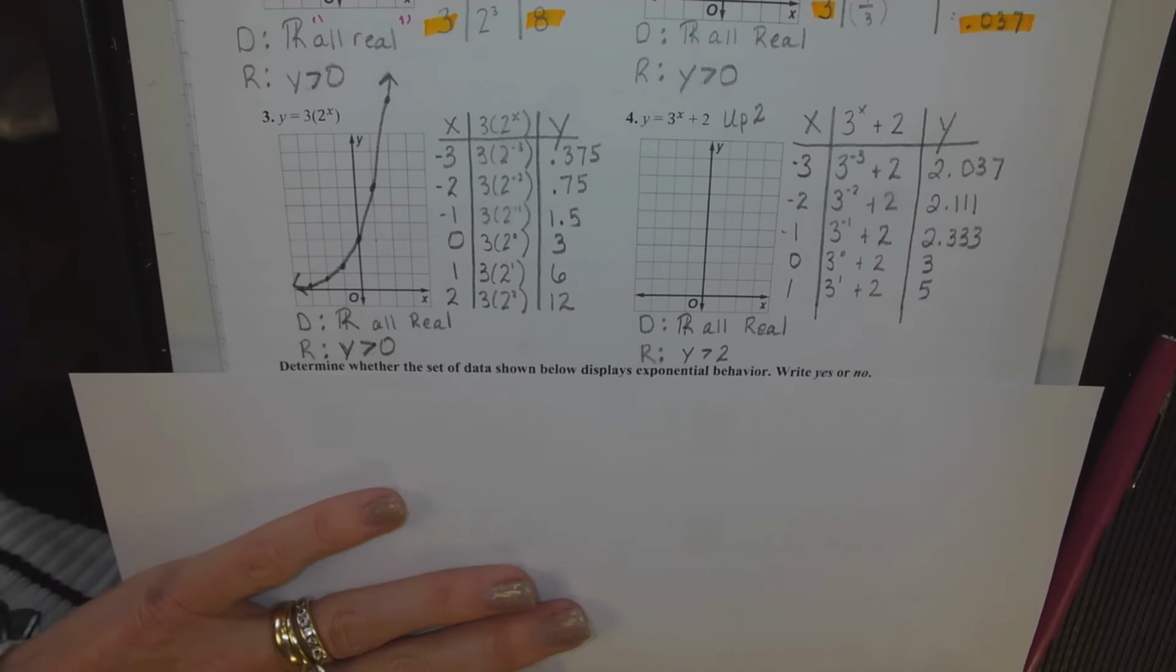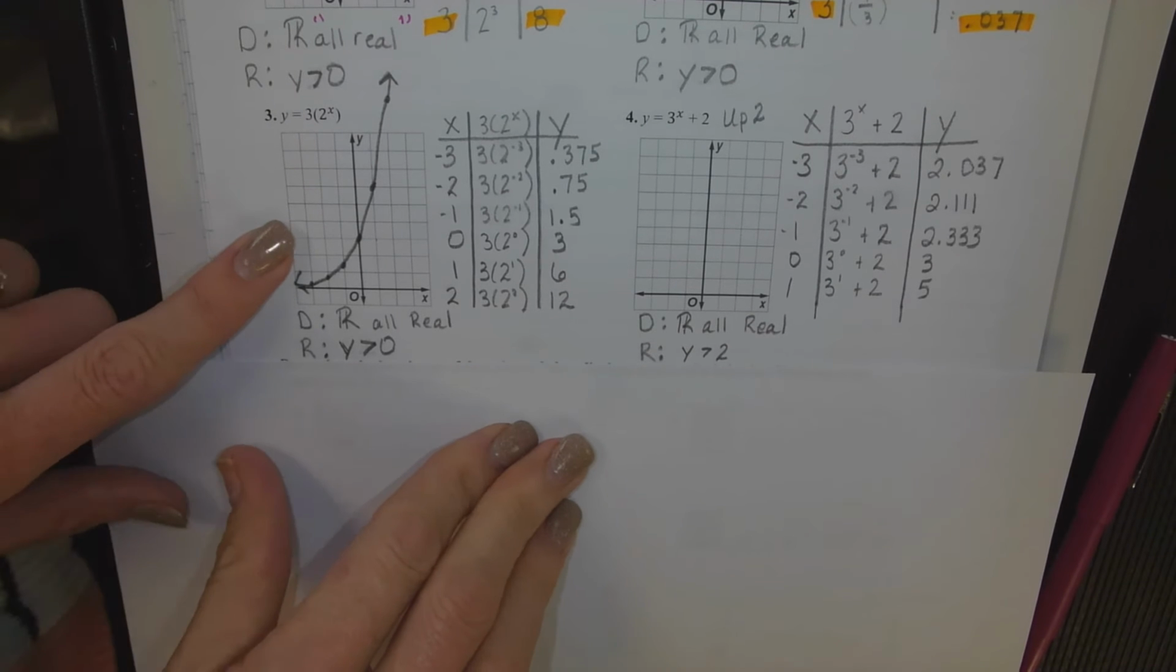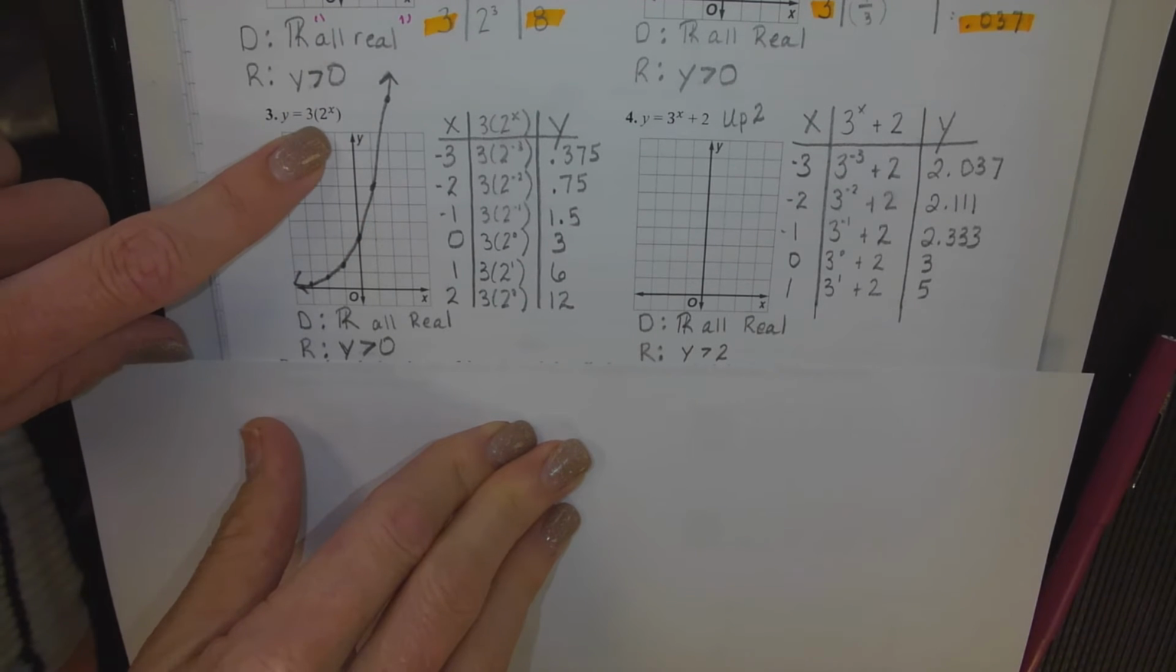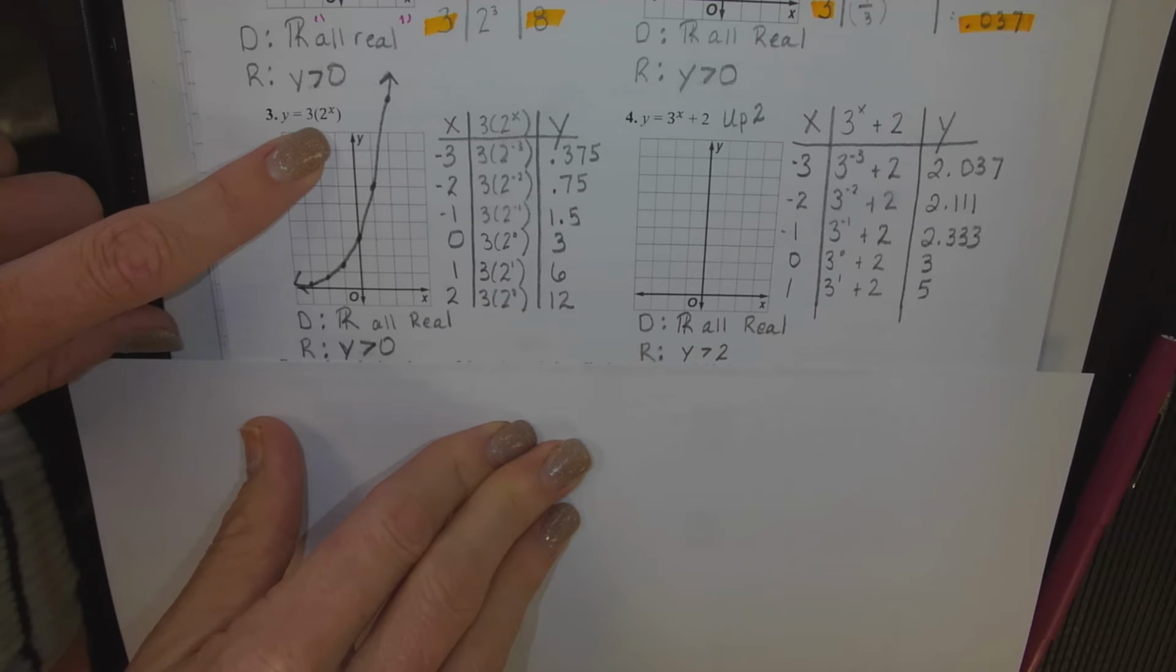So here is 3 and 4. Again, I have done 3 for you. Aiden, will you turn the lights out for me?